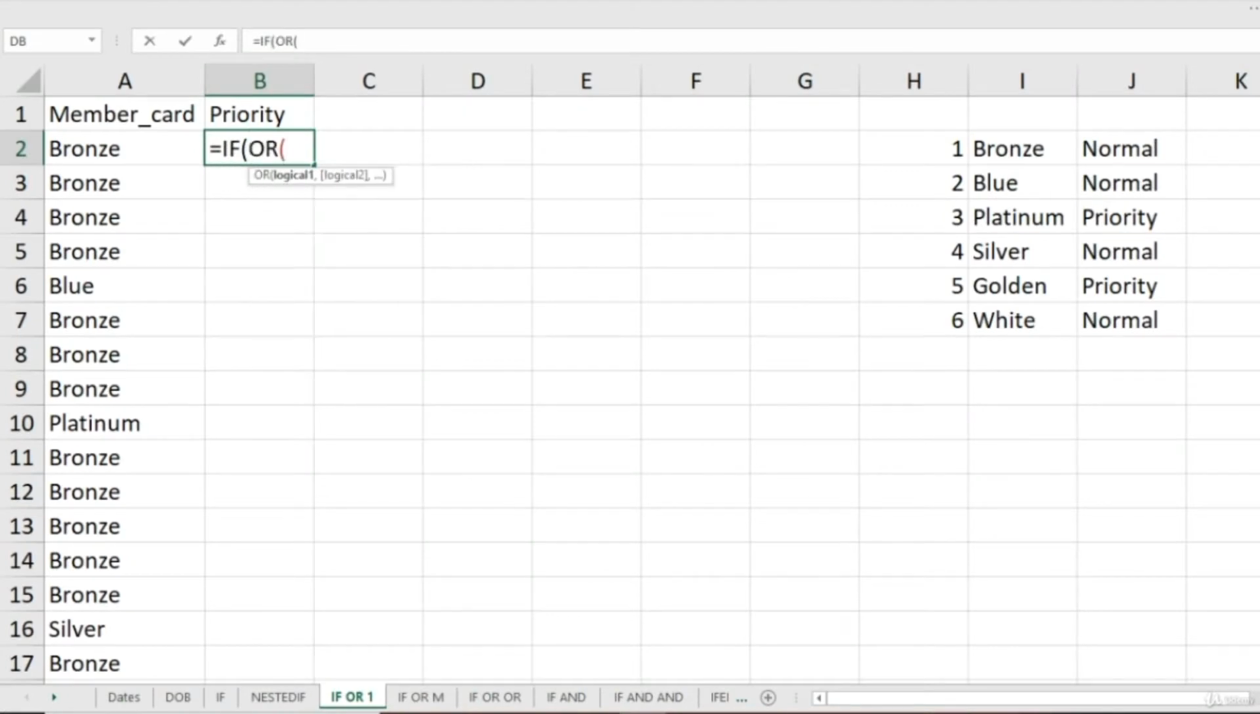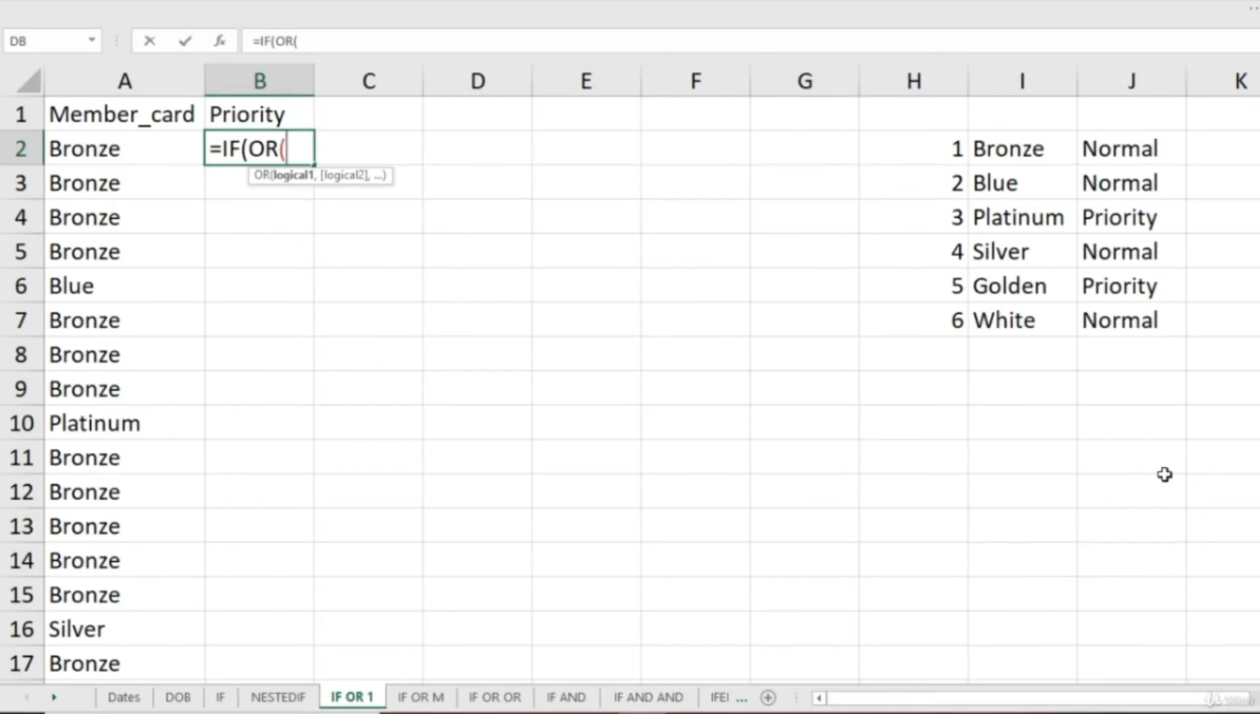So what I want to do is that I have multiple membership card options available here. Your company may have issued a lot of different types of cards like bronze, blue, platinum, silver, gold, but you want to classify all of them into only two categories. Number one is the normal category and the other one is priority, and you only want platinum and golden cards to be represented as priority. All other cards should fall into the normal category.